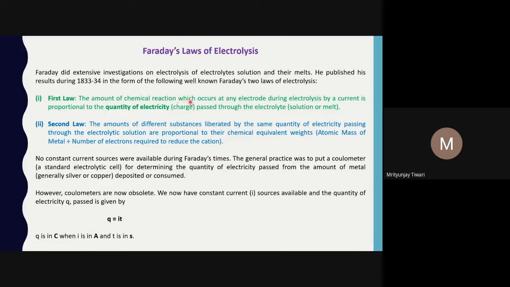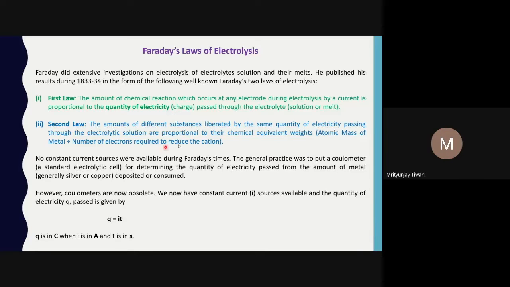So the amount of chemical reaction at a certain electrode during electrolysis by current is proportional to the quantity of electricity passed through the electrolyte. It means what? If you use one equivalent of electricity, that means 1 mole of electrons, 1 mole of charge, which is equal to 1 farad. So one equivalent of that particular substance will be liberated, dissolved, or deposited.